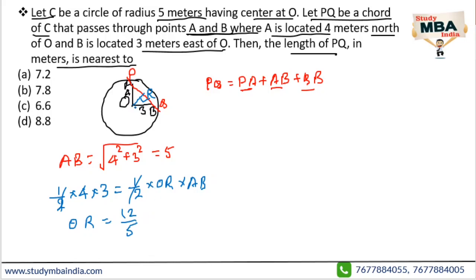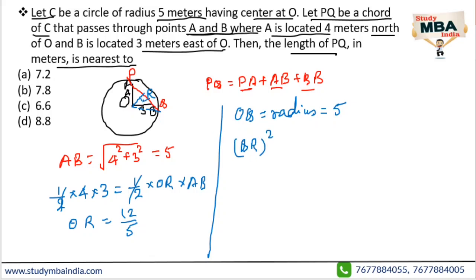Now if we connect O to Q, we know that OQ is basically a radius, and the length of the radius is mentioned, that is 5. So OQ becomes 5. Now we need to calculate QR. How can we calculate QR? This again becomes a right angle triangle in which QR is, let us say, the base, and the hypotenuse is OQ. So this is the square root of 5 square minus OR square. OR is 12 by 5, or we can write it as 2.4 also.